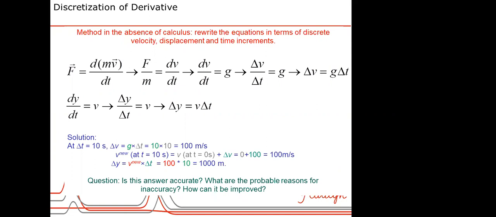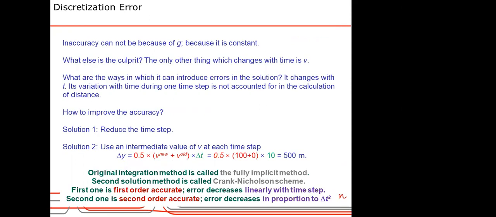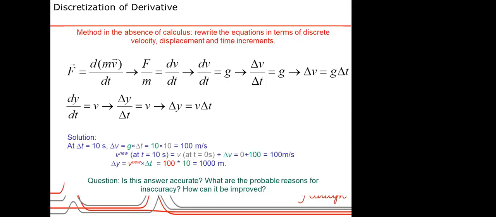But we know that this answer is not correct, because according to the analytical solution, it should be half g t square, which is half into 10 into 10 square, that is 500 meters. So why is it different, and how can it be improved? What is the reason for this? The reason is that there is nothing wrong in the calculation per se. But what is happening is that we are calculating the velocity at the end of the time step, and we are using that for the displacement.